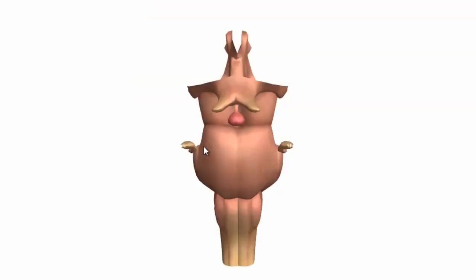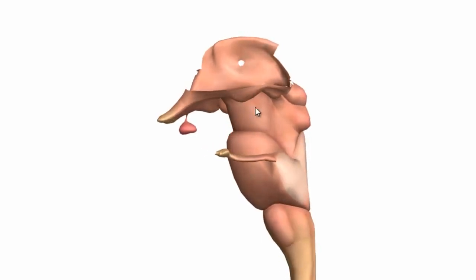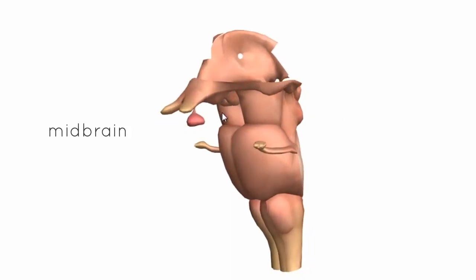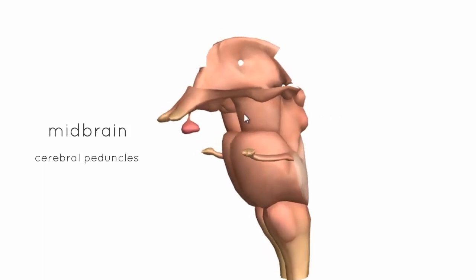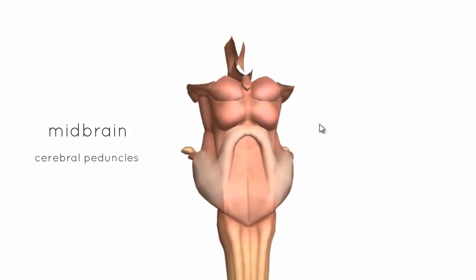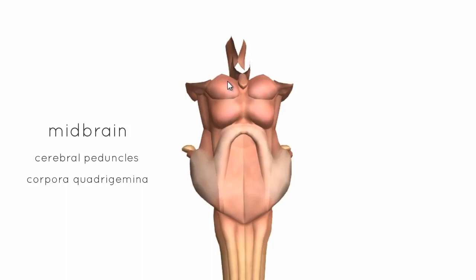I've just removed all the other structures. We're looking at the exact same view. You've got the medulla at the bottom, the pons and the midbrain above it. So the midbrain is this region here, and at the front you've got these bits which are called cerebral peduncles, and at the back you've got these little hills, and these are called the corpora quadrigemina. And this is Latin for quadruplet bodies, because obviously there's four little bumps.